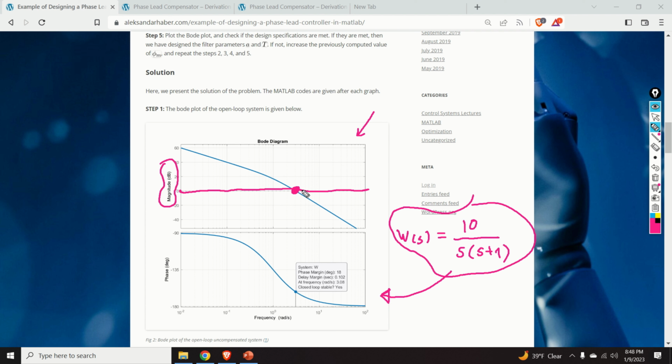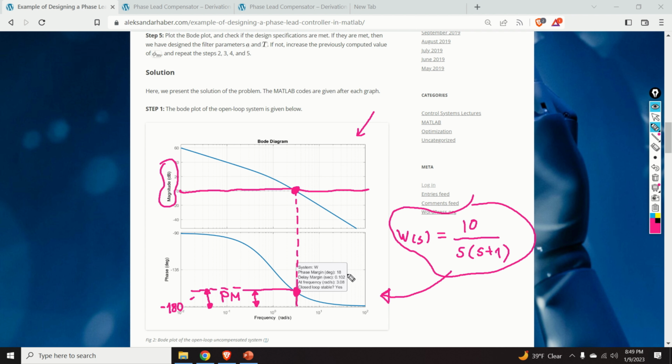And this is the point. Then we draw a vertical line and we search for the intersection of this vertical line with the phase diagram. And here's the intersection point. Then this value over here, measured from minus 180 degrees to this value, is our phase margin. And again, phase margin is positive if this point is above minus 180 degrees. So in our case, the phase margin will be positive.